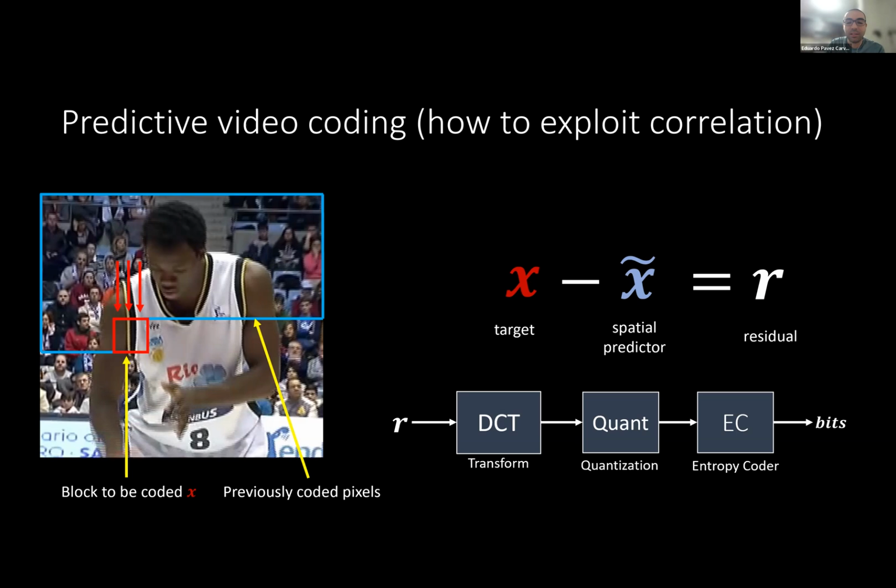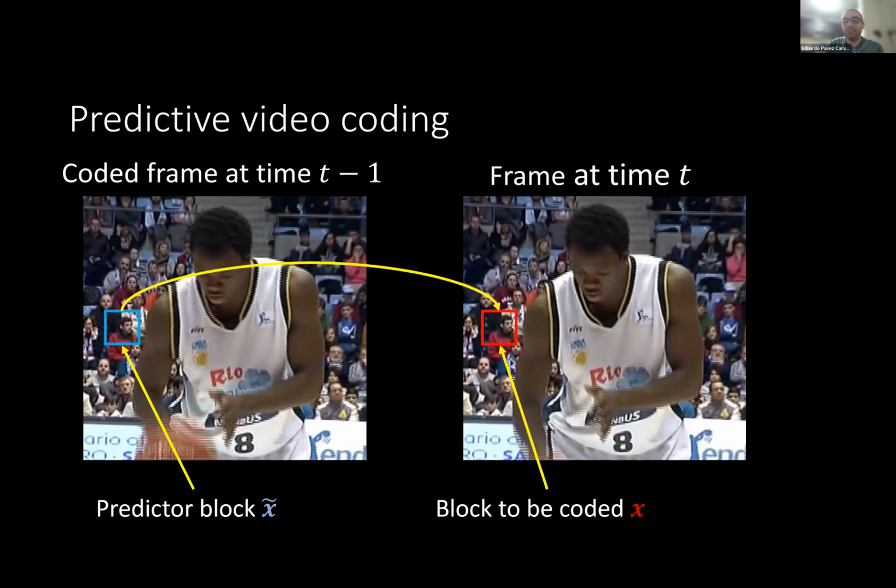Another typical technique is intercoding or temporal prediction. Again, the same idea. You want to encode this red block here, and you can use instead pixels from a previously coded frame at a previous time. You may use pixels from this blue region here. And then again, you find a predictor, and then you encode the residual. And if it is a good predictor, then you have hope that the compression will be very efficient. And then, of course, video codecs can choose between temporal or spatial prediction.